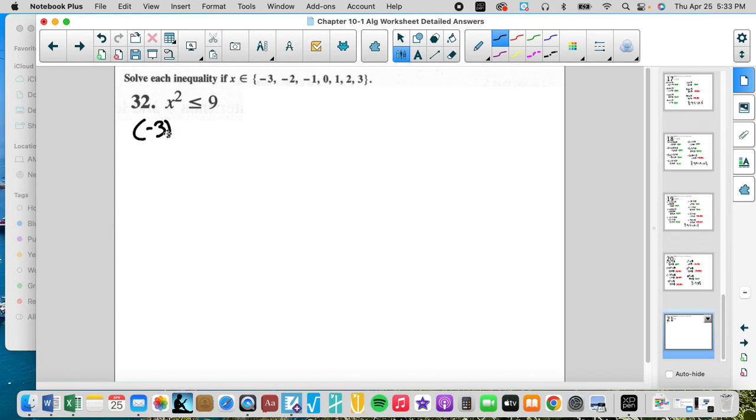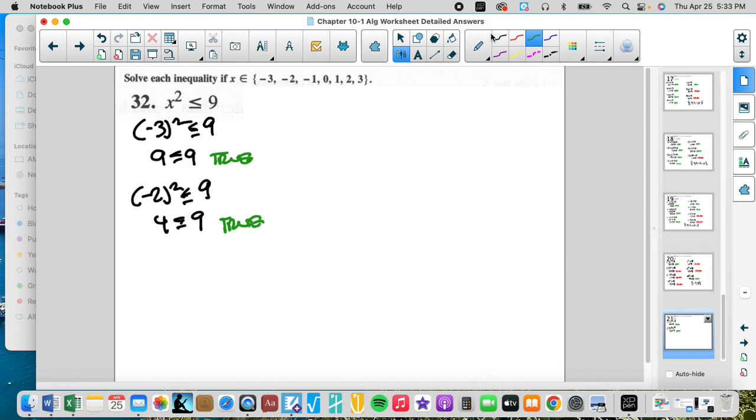So negative 3 squared less than or equal to 9. Is 9 less than or equal to 9? That is true. It's equal to it. Not less, but it is equal. Is quantity negative 2 squared less than or equal to 9? Is 4 less than or equal to 9? That's true. Is negative 1 squared less than or equal to 9? Is 1 less than or equal to 9? That's true.